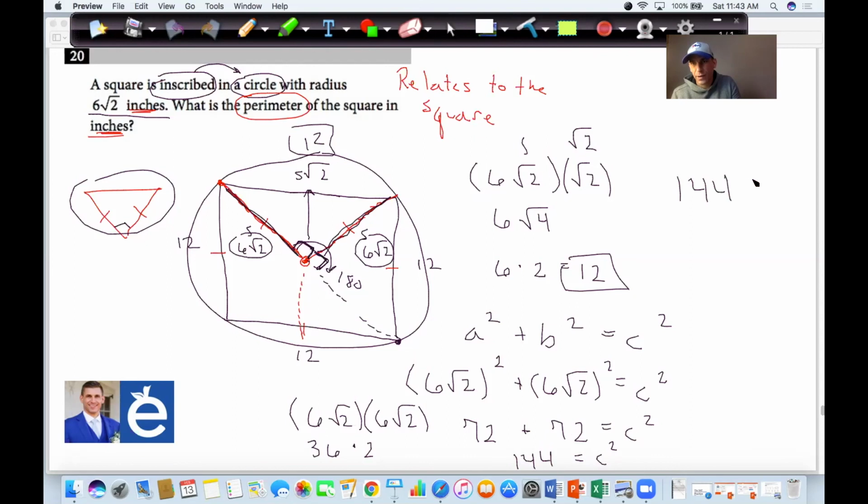That means that if I were to simplify just for this side here, if I take the radical on both sides, I get 12 equals c.